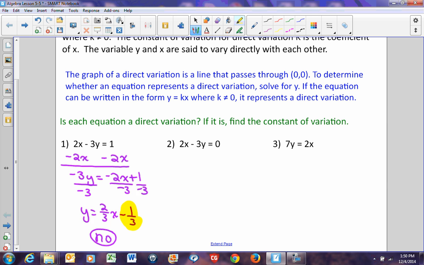Let's look at number 2 here: 2x minus 3y equals 0. Again, I have to solve it for y. So I'll subtract 2x from both sides of the equation, and I will get negative 3y equals negative 2x. Divide by negative 3, and y equals 2/3 x. Notice there's nothing after the 2/3 x. There's no number there. Therefore, this is a direct variation equation.